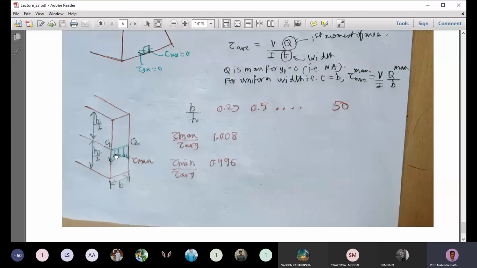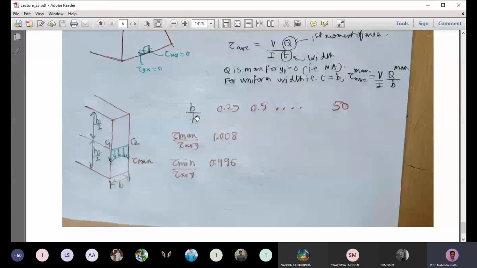So the neutral axis for this rectangular cross-section will lie exactly at half the height. So it will be h by 2 from the bottom base and h by 2 from the top. So this is the neutral axis, and here the shear stress distribution will have some maximum value at the edge, and at the center it will be minimum. So there will be tau max and tau minimum, and there will be some tau average. People have done some research work, and they have made a small table showing how tau max and tau minimum vary with the B by H ratio. That means width by H ratio.